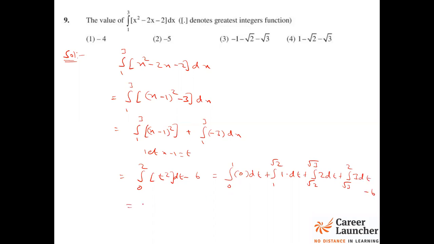If you simplify this term, the value becomes 0 plus root 2 minus 1 plus 2 times root 3 minus root 2 plus 3 times 2 minus root 3 minus 6. Simplifying, the value becomes minus 1 minus root 2 minus root 3. So this will be the answer, which is option 3.